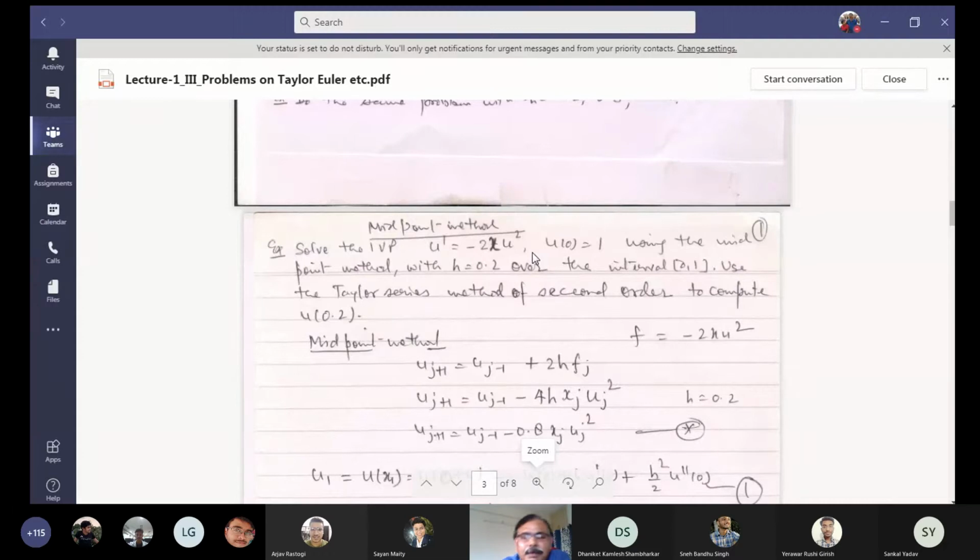You write it completely. You add this Euler method also in this. It is written: solve the initial value problem u prime equal to minus 2x u square, u(0) equal to 1, using the midpoint method. So before that, you write down using Euler method, midpoint method, with h equal to 0.2 over the interval 0, 1.